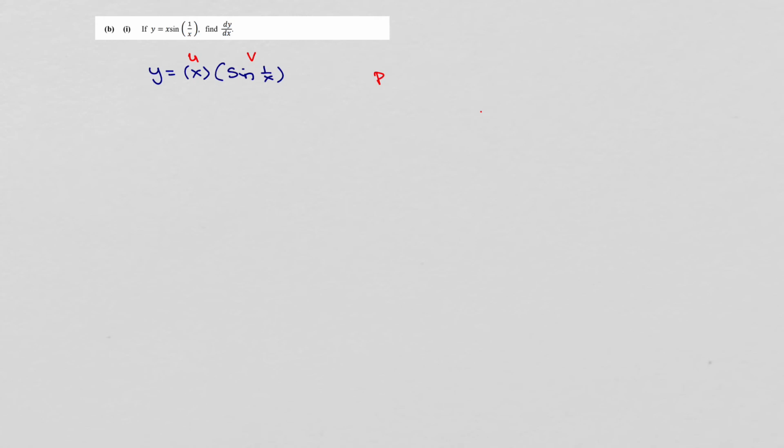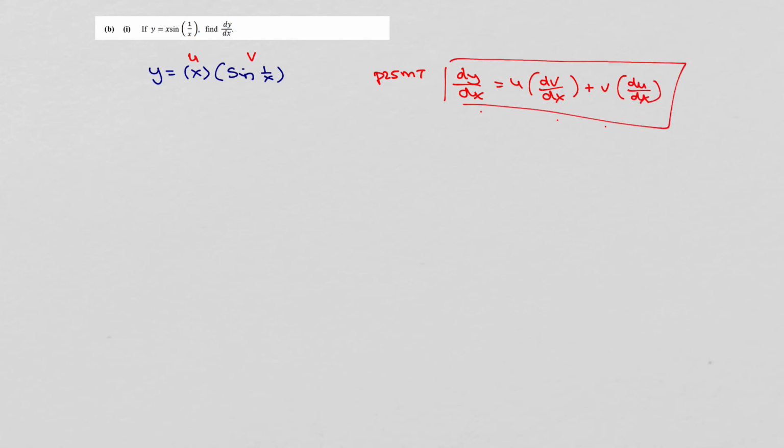So my product rule can be found on page 25 in our maths tables. So in other words, it's dy dx is equal to u times dv dx plus v times du dx. So what that means is I'm going to take the first bracket and I'm going to say u is equal to x. So if I differentiate that with respect to x, I get 1. And then I let my second bracket be v, so sine of 1 over x.